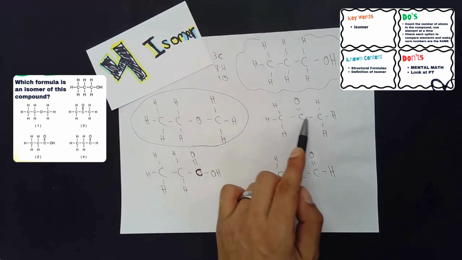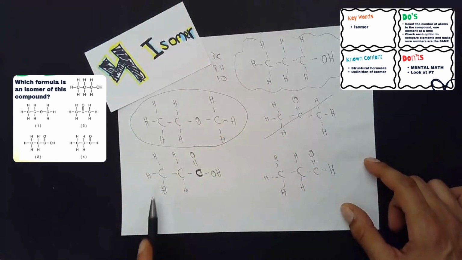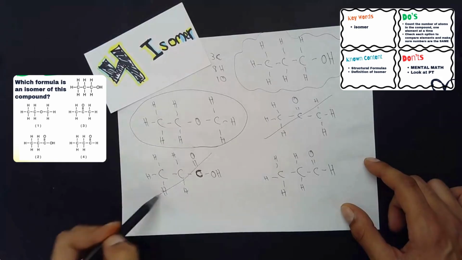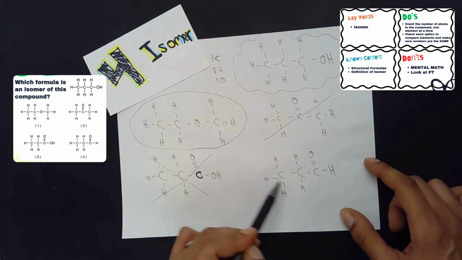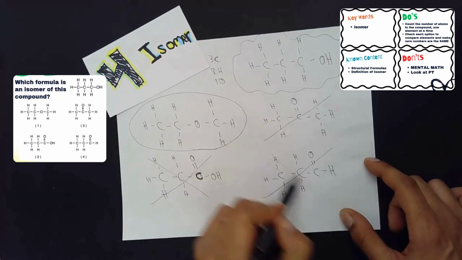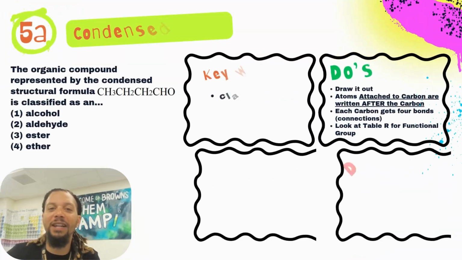Over here we have 3 carbons and 6 hydrogens. That's a no-go. Again, 3 carbons and 6 hydrogens, no-go. And then 6 and 3, again, no-go. Our answer is the first one. In our final category, condensed formulas. Let's see what we got.